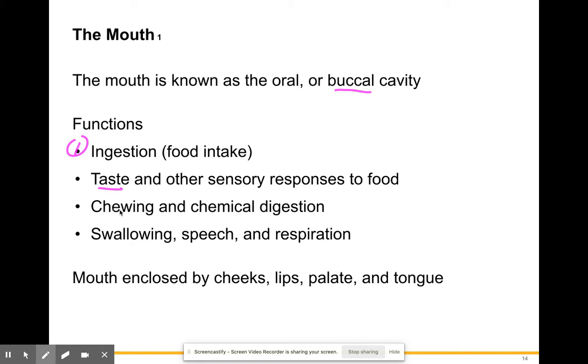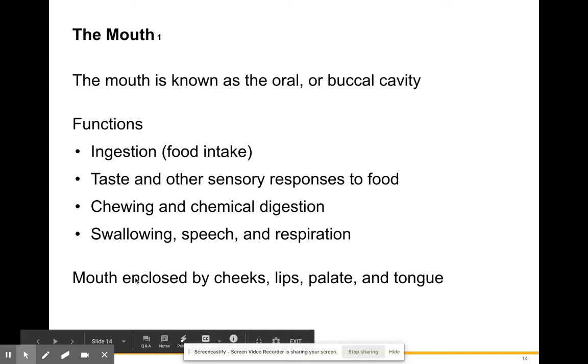It helps us chew, and that's mechanical and chemical digestion in the mouth. There's saliva that we produce, that's the chemical, and the chewing is the mechanical. It helps us swallow, it helps us talk, make speech, and it helps us respire, which means take in oxygen, O2. The mouth is enclosed by your cheeks, your lips, your palate, and your tongue. All of those things are enclosed in your mouth.